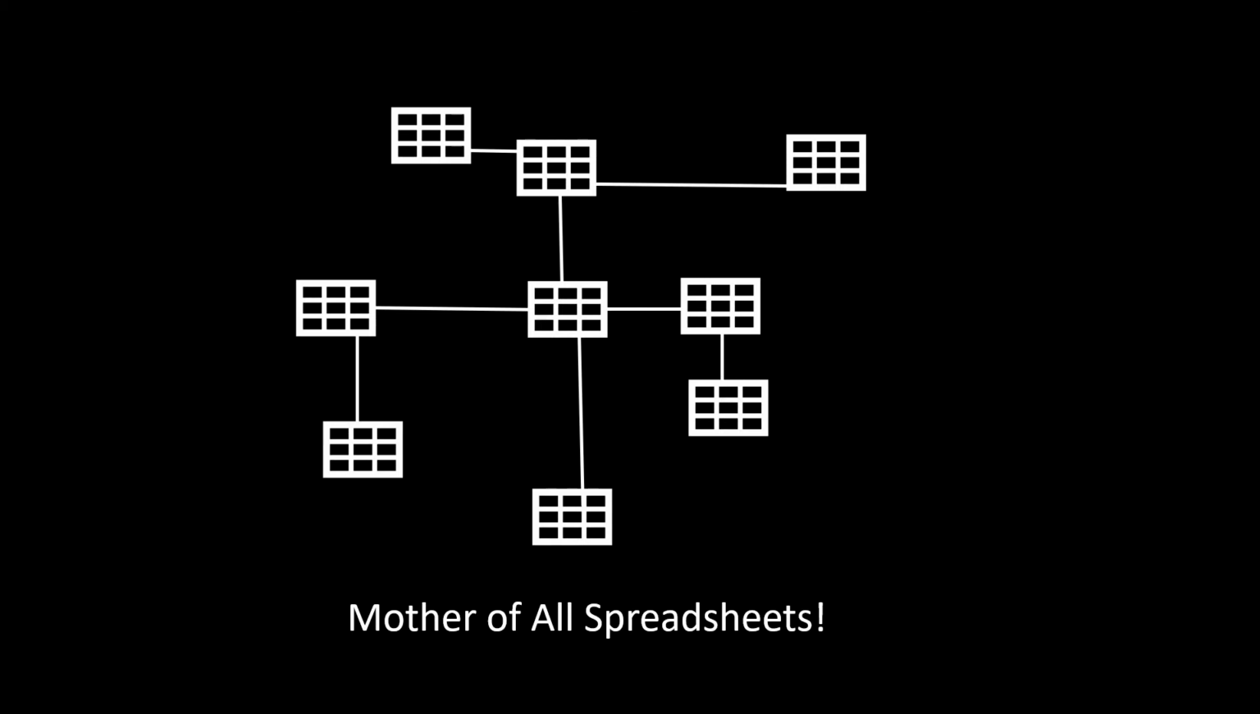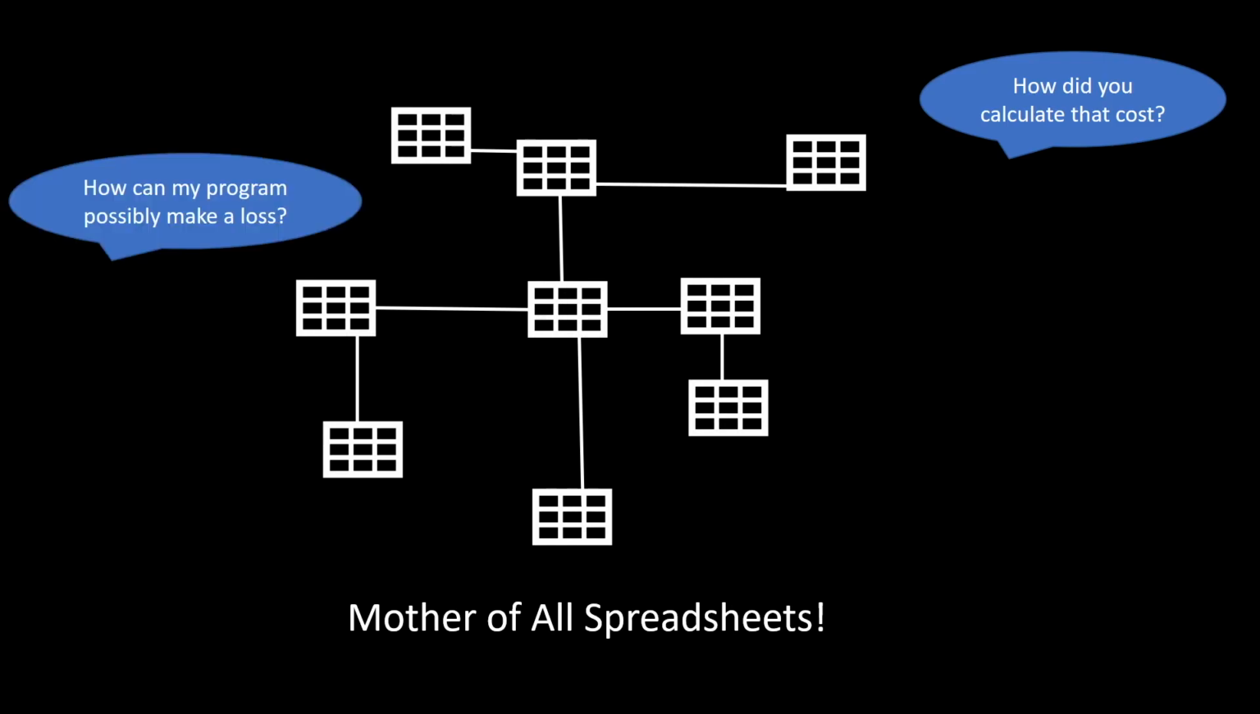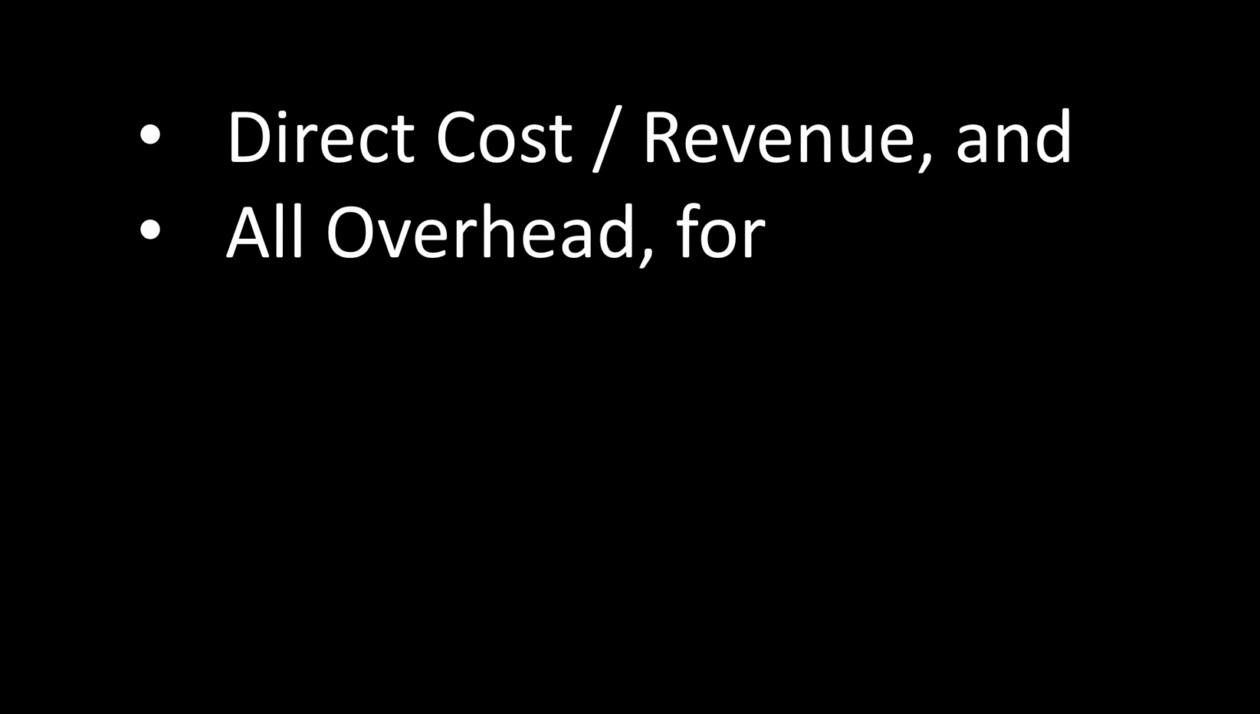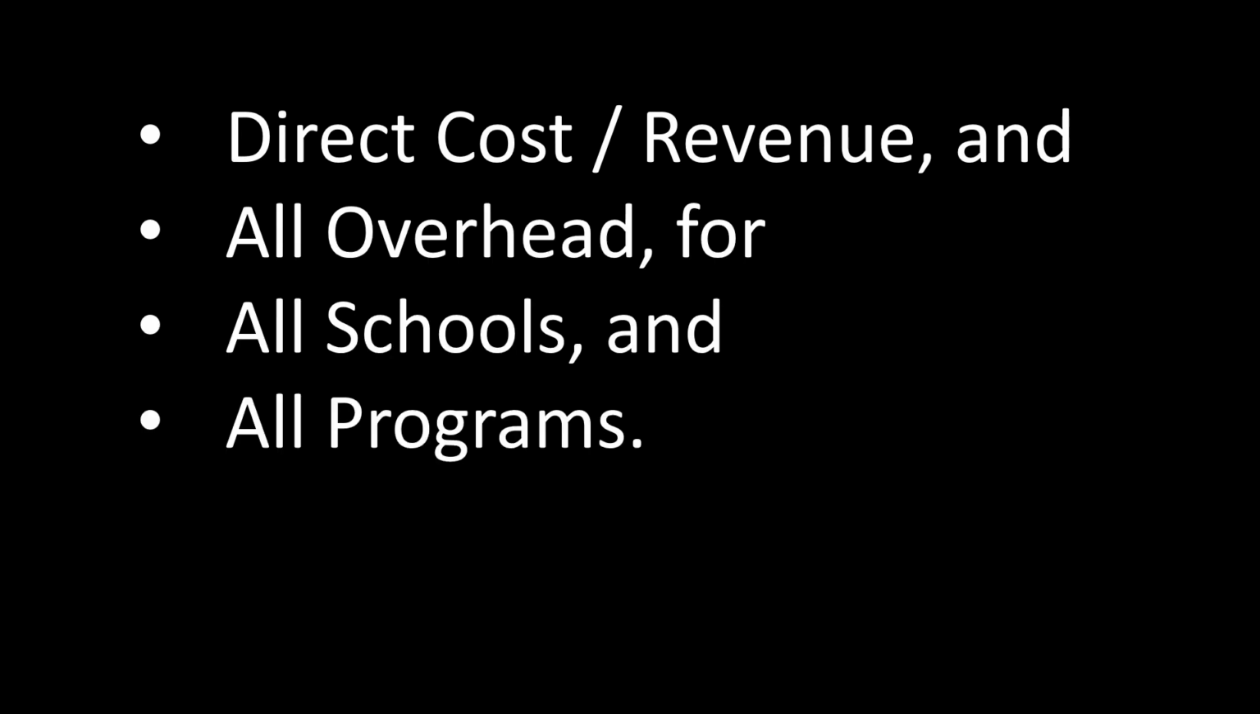After a few months of building your mother of all spreadsheets, you send it out for review before the institution starts making decisions based on it. As expected, you get a wide range of helpful feedback, and you quickly realize the effort to update the spreadsheet is almost as much effort as building it in the first place. Then someone asks the big question, what about overhead? And you realize that the level of effort is about to grow exponentially. How can we possibly analyze direct costs and revenue, plus all overhead, for all schools and all programs?